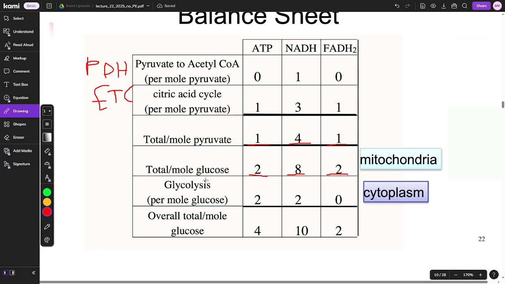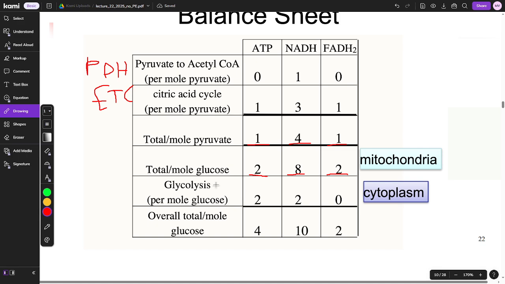But if we look at glycolysis, per mole of glucose, you're going to put 2 ATP in, you're going to get 4 out. And then if we look at this, we've got the combination of these two.